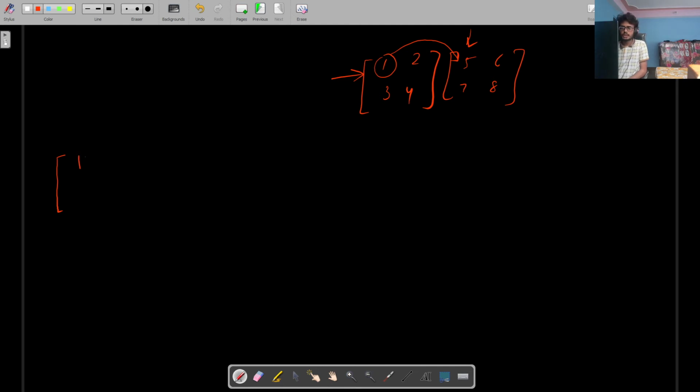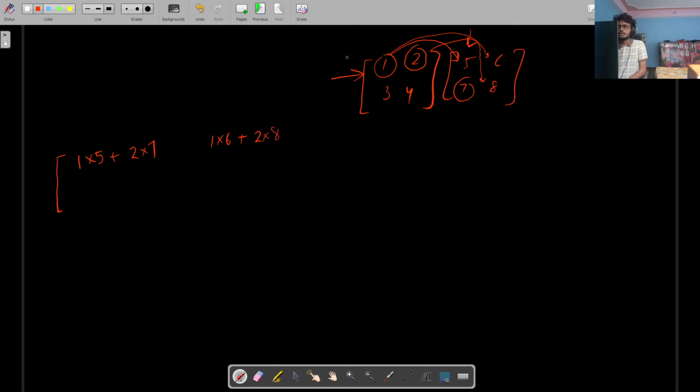So we get 1 into 5 plus, now we go to the second element of the first row and the second element of the first column, 2 into 7. This is done for the first column. Now we change the column in the second matrix and keep the row the same. So we get 1 into 6 plus 2 into 8.